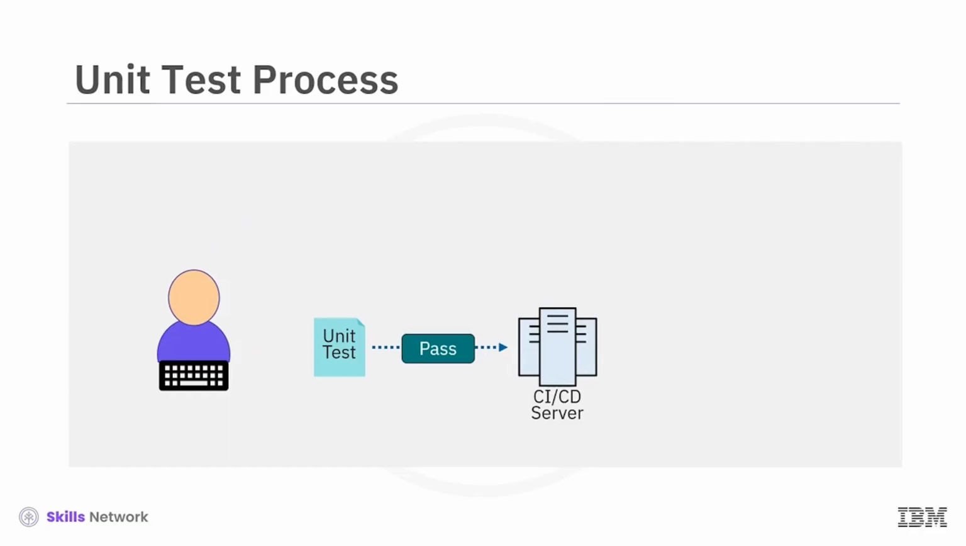After the unit test passes, you will need to test the unit in a server environment, such as the Continuous Integration Continuous Delivery, or CI/CD, test server. If the unit fails the server test, you will receive the failure details. You will need to determine and fix the issue. Once the unit passes the server test, the unit is integrated into the final code base.